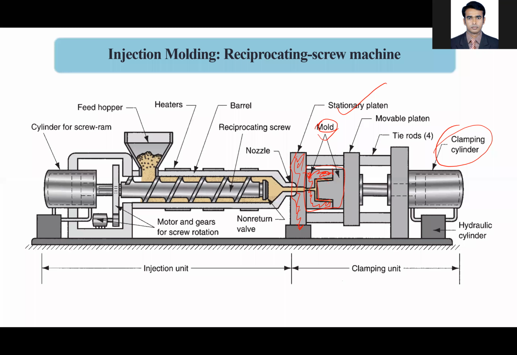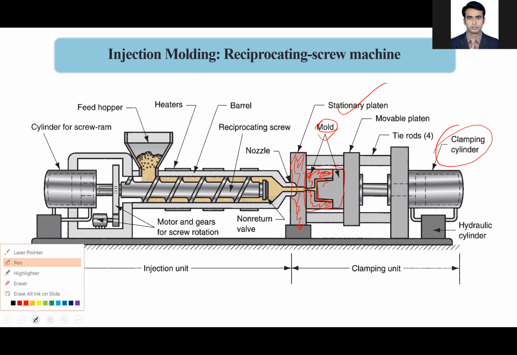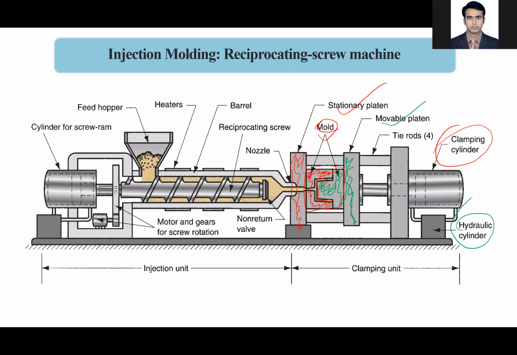And the other one, I'll use a different color. Let's say green. And this one is the moving platen, the movable platen. What is the function of this hydraulic cylinder? The function of this hydraulic cylinder, the clamping cylinder, is to move the movable platen.